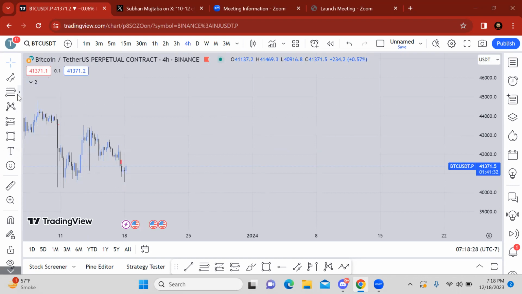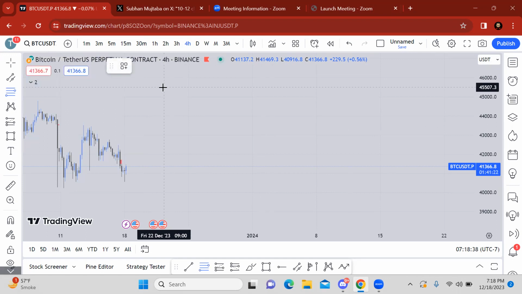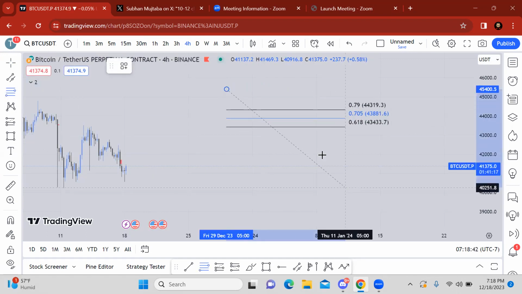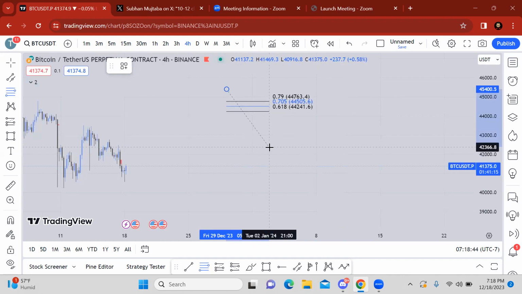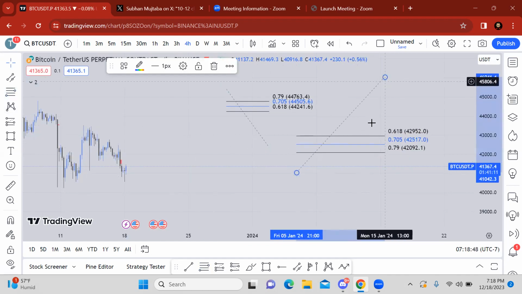So first of all, for new traders, those who don't know, this is TradingView, and here it is. When you open this tab, we have fib retracement. So open it and select it, and then when you use this from high top to down or down to top, there are a few numbers, like I have selected 0.79, 0.705, 0.618.